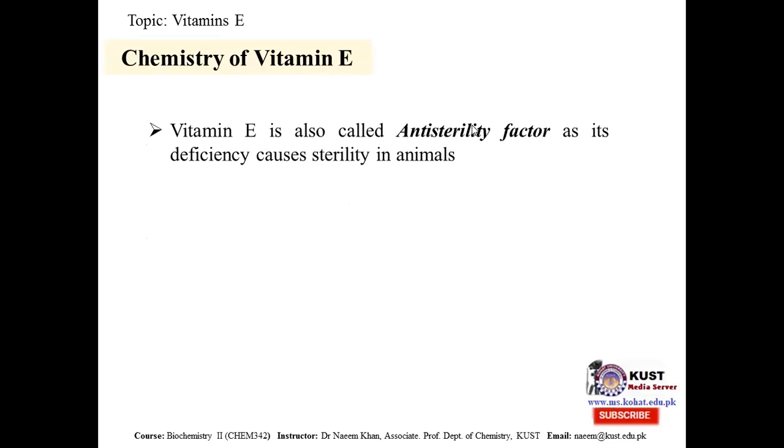To have a start, chemistry of vitamin E. Vitamin E is known as the anti-sterility factor. Why? Because when there is a deficiency of vitamin E, it may result in sterility in animals. An individual becomes sterile. So vitamin E is called the anti-sterility factor because if vitamin E is given to that individual, sterility diminishes. Its deficiency results in sterility, and vitamin E taken in the food prevents sterility. So we can say that vitamin E is the anti-sterility factor.